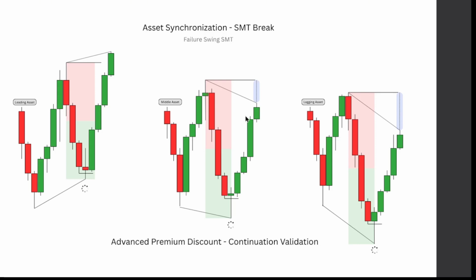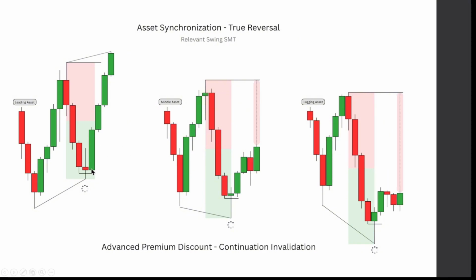You are going to anticipate that price will break the SMT that is forming over here, right? This is how you will validate a continuation in the market, and you know that a reversal over here is highly unlikely, right? Whereby over here you can see that the leading asset gets to that high, but the middle and the lagging asset is in EQ of the range or is in discount of the range, right?